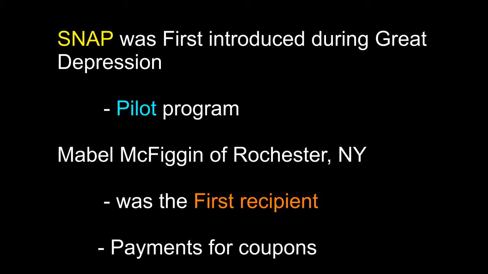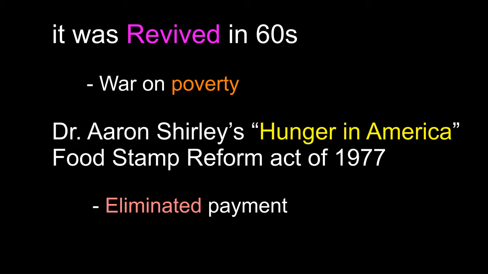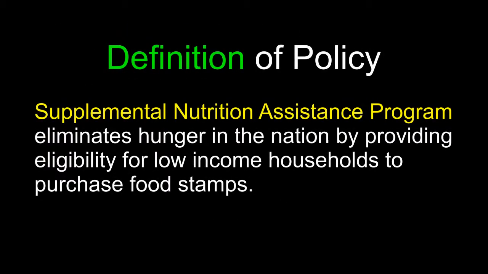History of the policy. SNAP was first introduced during the Great Depression. Maple McFiggin of Rochester, New York was the first recipient. It was revived in the 1960s. Definition of the policy. The Supplemental Nutrition Assistance Program eliminates hunger in the nation by providing eligibility for low-income households to purchase food stamps.